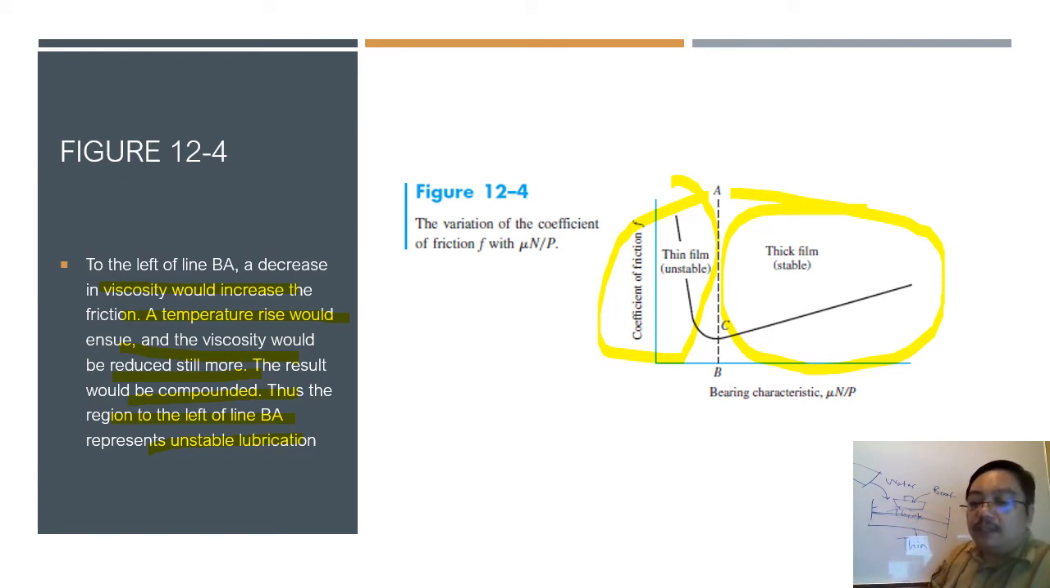And when the film becomes thin, metal to metal contact happens. Your journal will contact the bushing, and some of the particles of the bushing will come out little by little, until it wears the bushing, and also wears the journal. This we must avoid, because friction generates heat. This is the reason that we should avoid thin film.